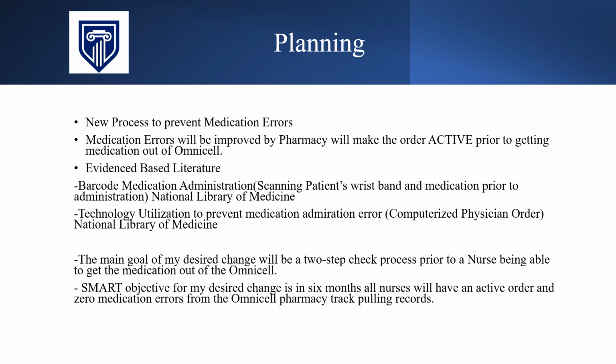My SMART objective for my desired medication reduction is 6 months. All nurses will have an active order and 0 medication errors from the Omnicell. Pharmacy will track it by pulling records online using a computerized process to where they can show which nurse pulled what medication and if there was an active order prior to the medication being pulled from the Omnicell.